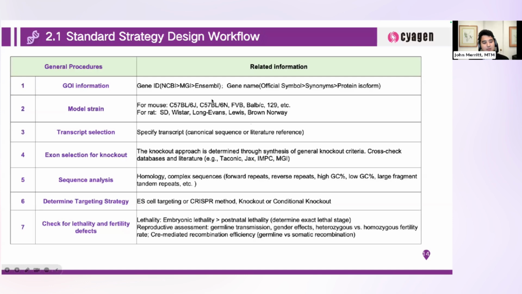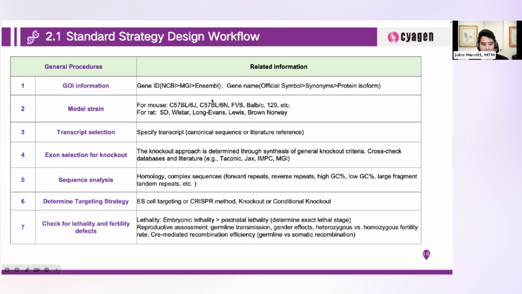And then we make the guide RNA, we design guide RNAs and we do a sequence analysis, and then we determine whether we're going to use CRISPR or ES targeting. And usually we only use ES targeting if CRISPR is not viable as a technique, that is, there are no exons that we can pick that would work. Most of the time we can use CRISPR, it's not an issue. But there are occasionally some niche projects where we have to do it the old school standard ES targeting method.